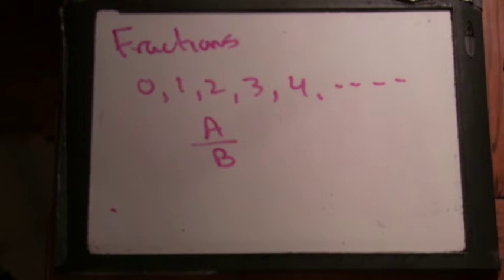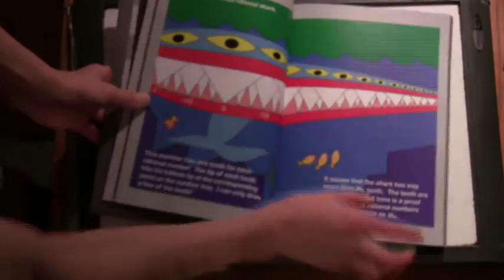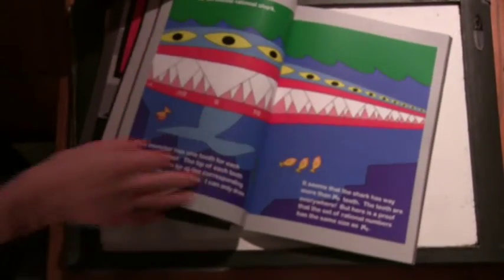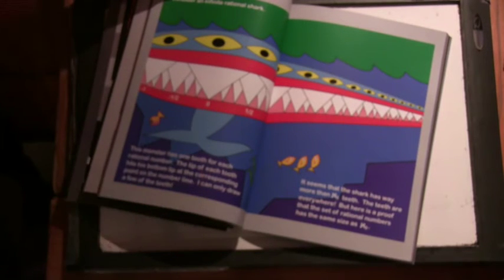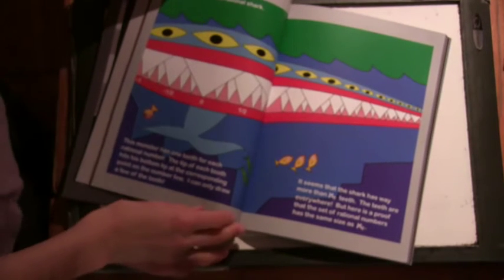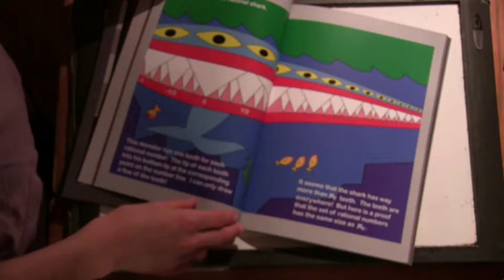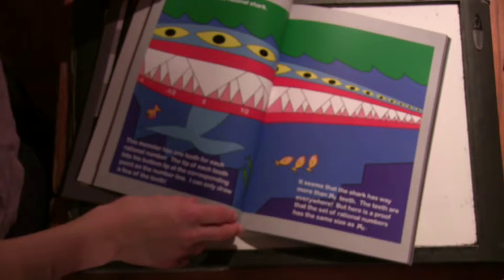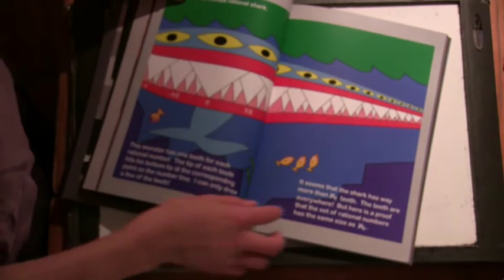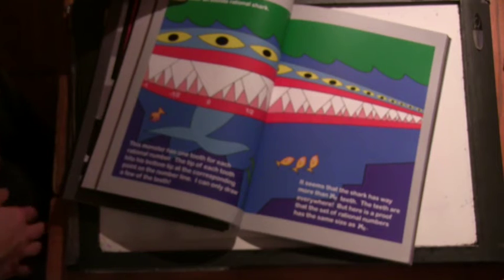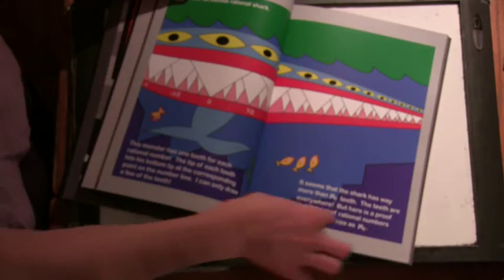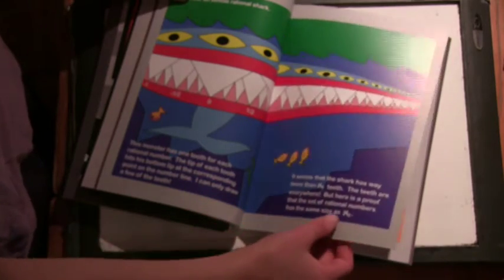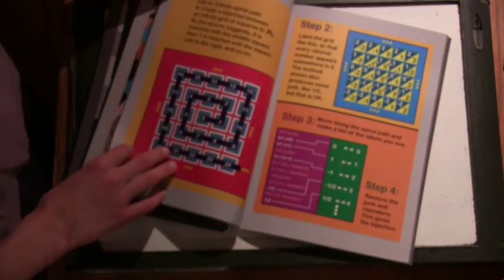This was represented as a painting of a shark. Okay. So, here. Consider an infinite rational shark. There's one tooth for each rational number. The tip of each tooth hits the bottom lip at the corresponding point on the number line. And it seems like the shark has way more than Alephnot teeth. Yeah. Teeth are everywhere, but here's a proof that the set of rational numbers is the same size as Alephnot.